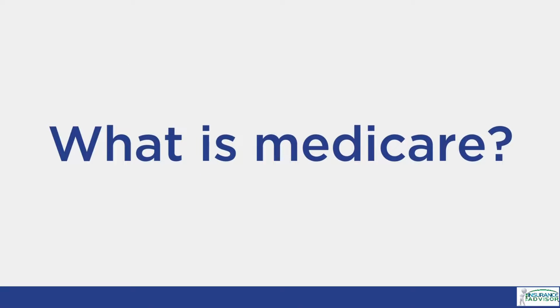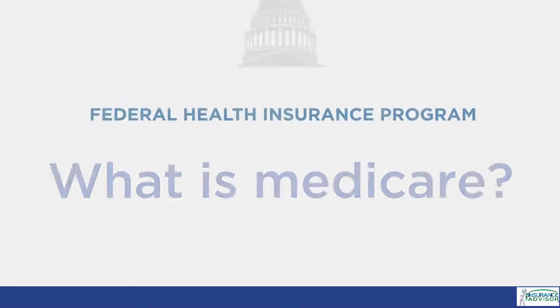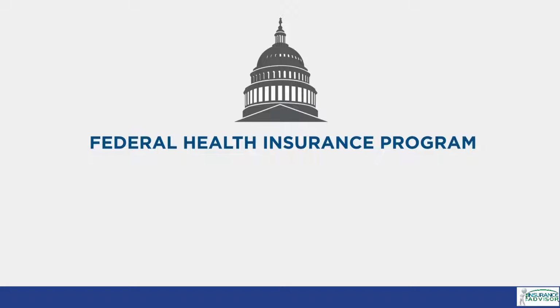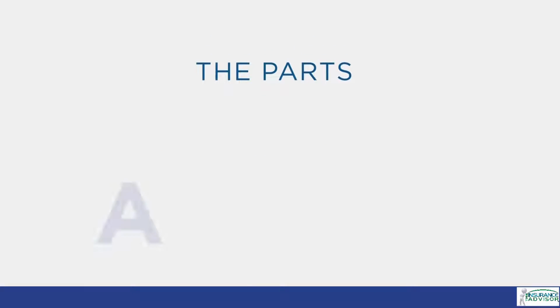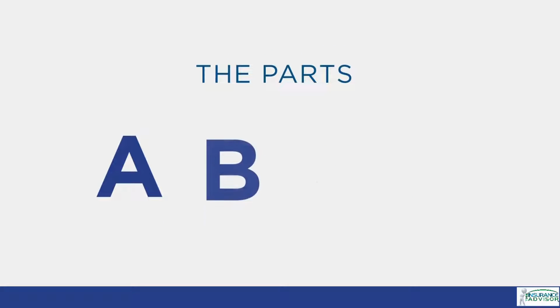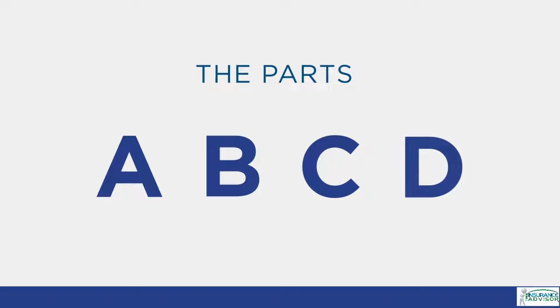What is Medicare? Simply put, Medicare is a federal health insurance program for both eligible citizens and legal residents, and is funded in part by the taxes we pay while employed. Since its inception, Medicare has undergone a few changes and additions, most notably the parts: Part A, Part B, Part C, and Part D. We'll talk more about these later, but for now, just know that these additions were created to offer more benefits and elective coverage options.